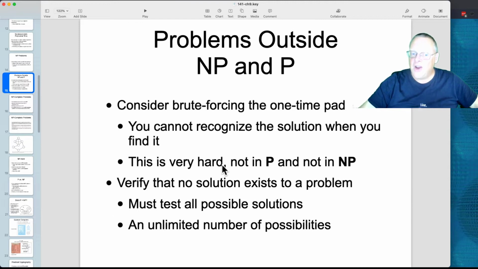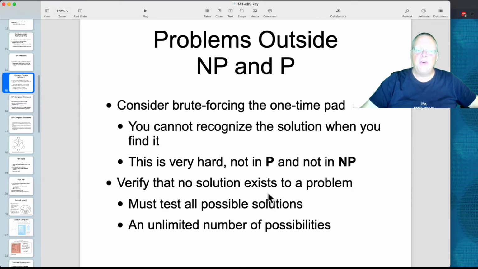This is very hard. This is not in NP. That's an impossible problem. And another one is verifying that there is no solution. So suppose I want to prove that there's no way to factor large numbers into their component primes, which is something we imagine is true, and that's why we use RSA. Well, suppose you wanted to prove that there was no fast solution.